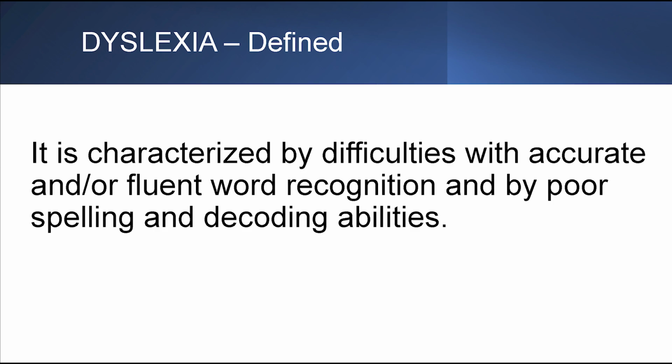Here's where the definition continues. It is characterized by difficulties with accurate and/or fluent word recognition and by poor spelling and decoding abilities. That's a mouthful, right? That's a lot. What does it mean, accurate and fluent? How are those different? Fluency is about speed, and accuracy is about accuracy.